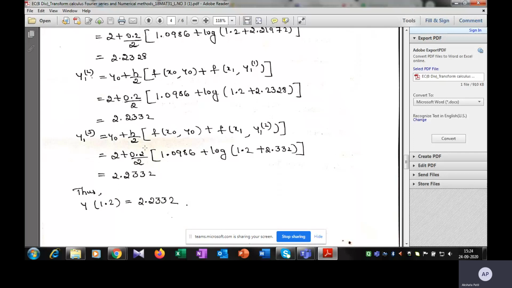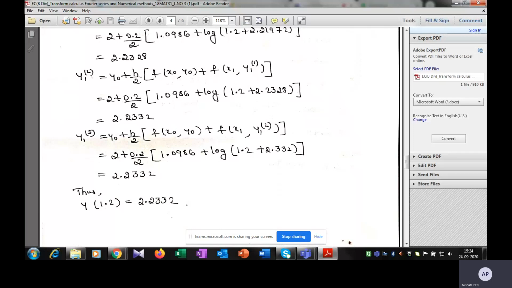Now just check the first iteration value and second iteration value. Is it the same? Yes, both values of y1 are the same to 2 decimal places only. But in this modified Euler's method, we need them identical to a minimum of 3 to 4 decimal places. So let us calculate the third iteration here. y1 of third iteration, the formula is y0 plus h by 2 into the function of x0 comma y0 plus the function of x1 comma y1 of second iteration.